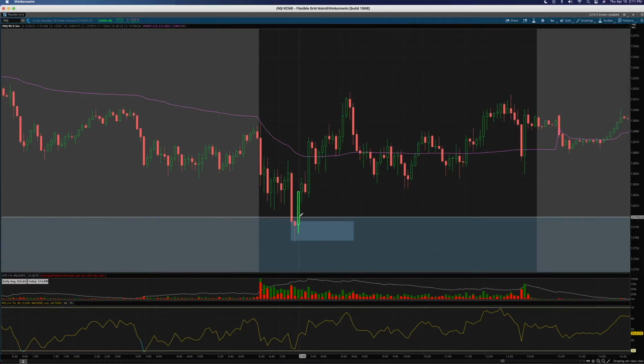And right here, you could have taken it long, put your stop below, speculating that new demand would be formed. And you'd see that price up here rallied, a huge risk reward. It's like over 1 to 3, 1 to 4 coming out of this zone.